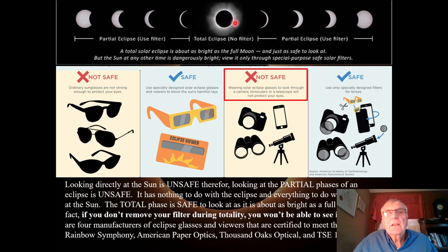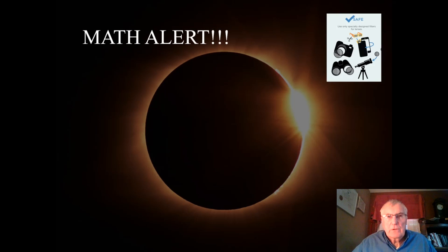Totality isn't any brighter than the full moon. Actually, it's probably a little less than that, and so it's totally safe to look at. So as soon as the diamond ring goes away, take the glasses off. Otherwise, you're not seeing a thing. One of the things I want to caution you on is don't put on a pair of solar glasses and then try to look at the sun with a pair of binoculars or any other kind of optical aid. That is absolutely no.